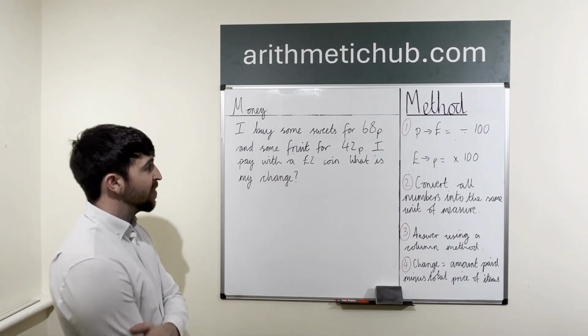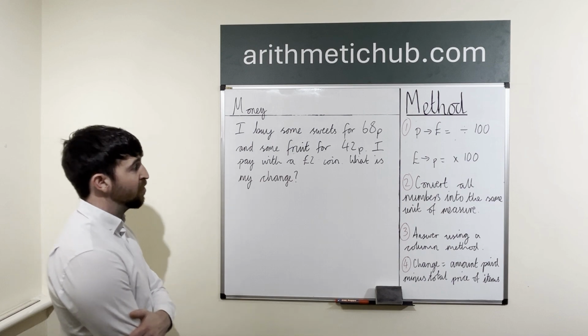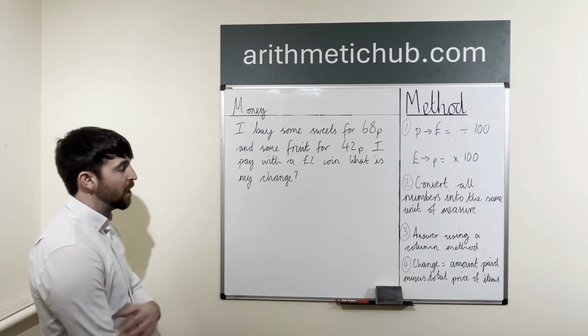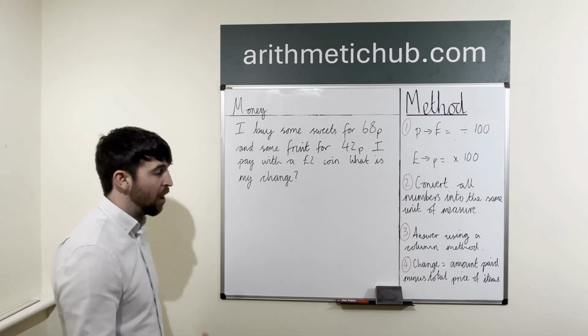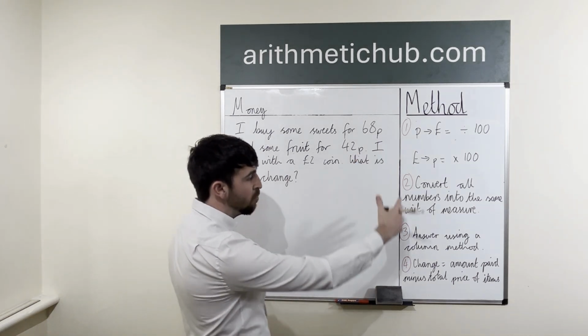I buy some sweets for 68p and some fruit for 42p. I pay with a £2 coin. What is my change? So, when we look at the method here, most of it stayed the same.